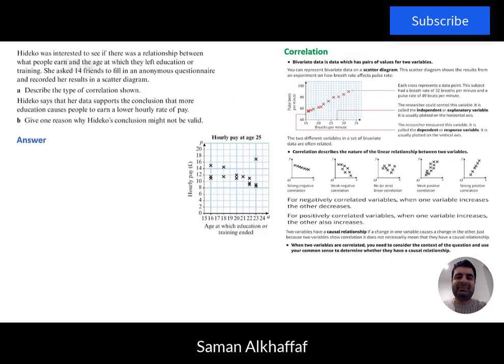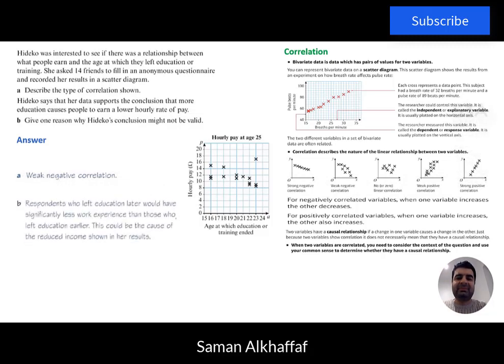Heideko says that her data supports the conclusion that more education causes people to earn a lower hourly rate of pay. So there is almost a relationship between the two variables. In terms of our explanation for part A, it's a weak negative correlation. As shown, the data is scattered, and the negative correlation comes from the fact that as one variable increases, the second decreases, and this is our explanation for part A.